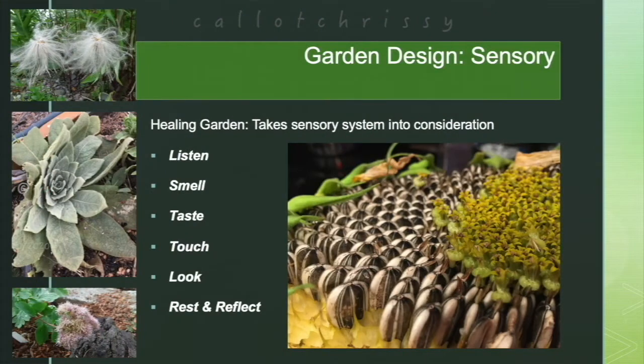A healing garden takes the sensory system into consideration. You want the person to listen, smell, taste, touch, look, rest, and reflect. Here are a few tips. Listen to nature's call. Include a fountain or some kind of water feature or wind chimes to add to the sound. Smell the roses. Add lots of fragrant plants like evergreen or sweet-smelling flowers or herbs. Tempt your taste buds. In addition to sniffing the amazing flowers, add fragrant edibles like crispy pea pods or sweet berries or spicy herbs. Touch the flowers.